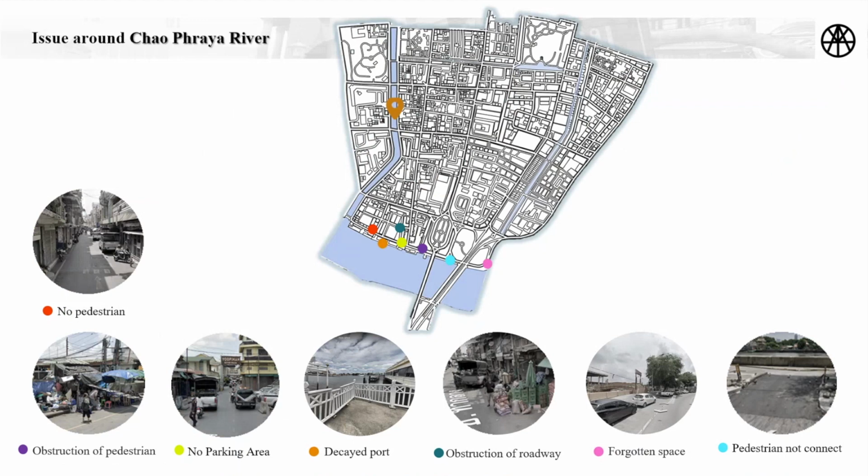And this is the issue we try to spot from the map. Usually near the Chao Phraya River, there are obstructions to pedestrians and no parking, decay, port and obstruction of the roadway, forgotten space, and pedestrians are not connected. At the front, there is a good and nice view for people to come, but these issues may become a lack of potential in this space.